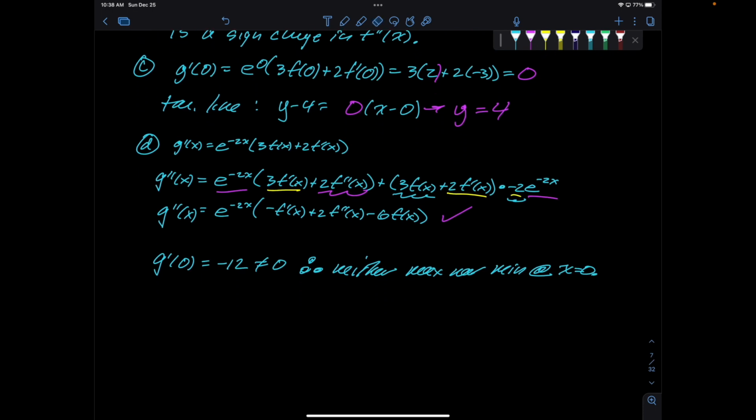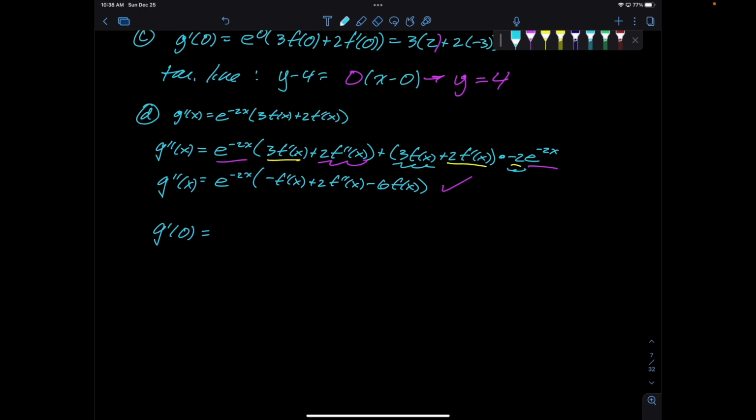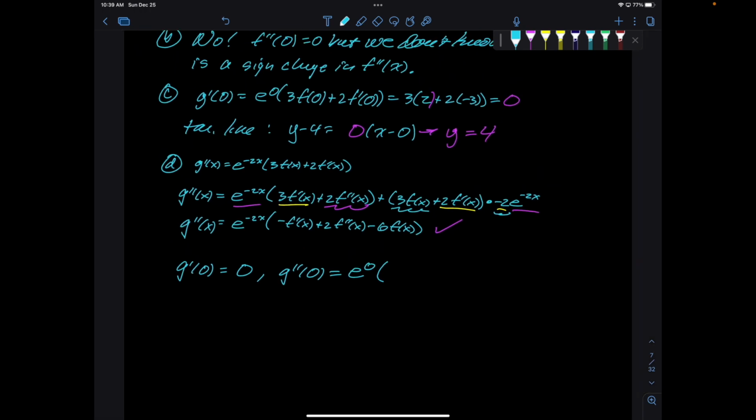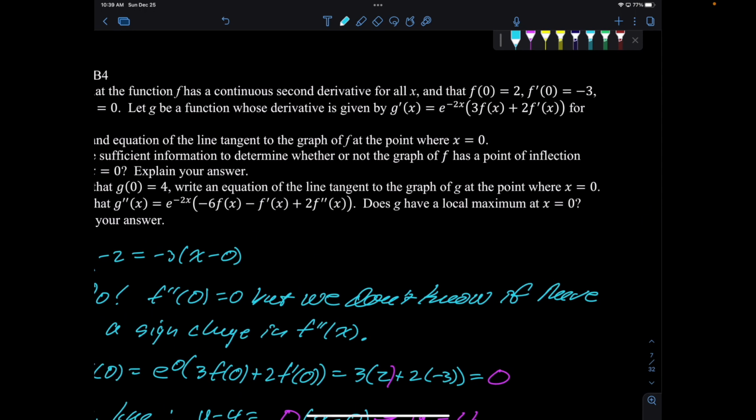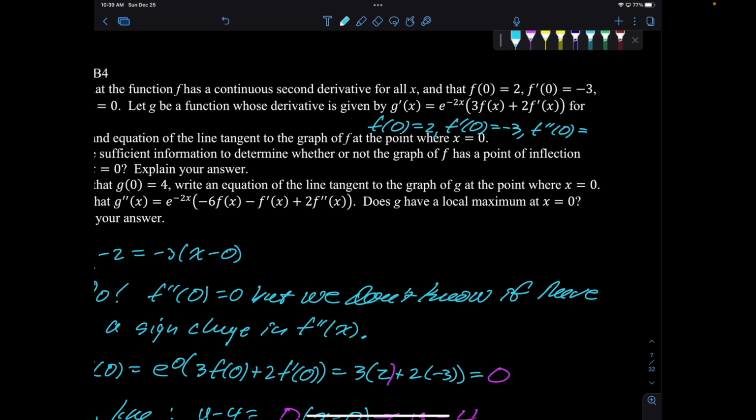Okay, so now we got to change this up. So now we know that g prime of 0 is 0. g double prime of 0 is e to the 0 negative. I wish I could see these values better. Maybe I'll copy them. f of 0 is 2. f prime of 0, negative 3. f double prime of 0 is 0.